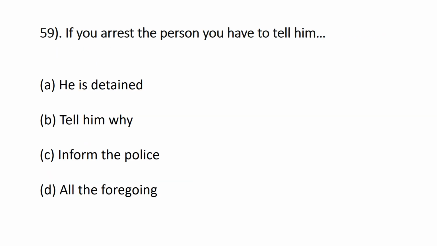Question 59. If you arrest a person, you have to: A, tell him he is detained; B, tell him why; C, inform the police; D, all the foregoing. As a security guard, when you arrest someone, you have to tell what you are going to do after that. So the correct answer is D, all the foregoing. What will happen after detaining or arresting a person? You should tell the detainee.